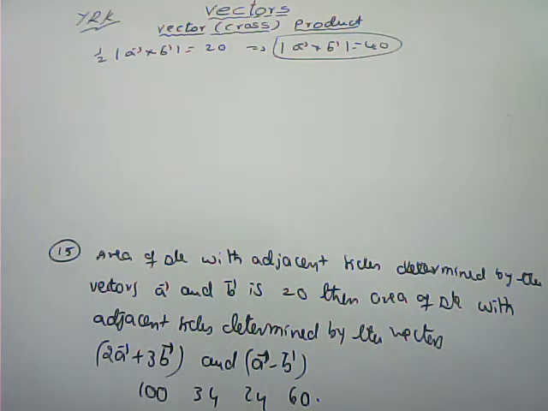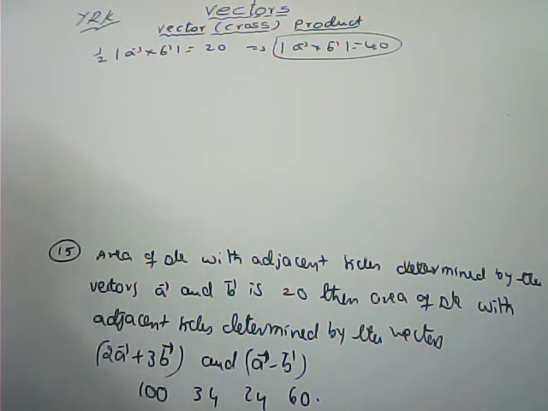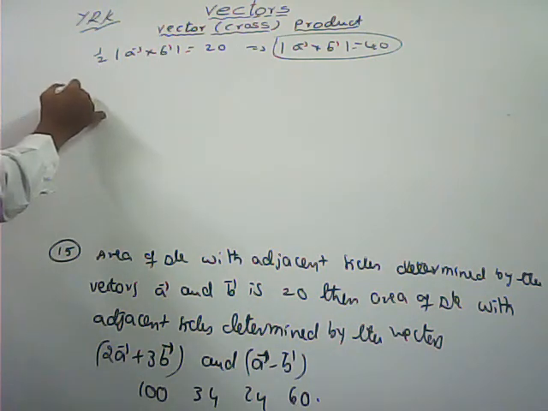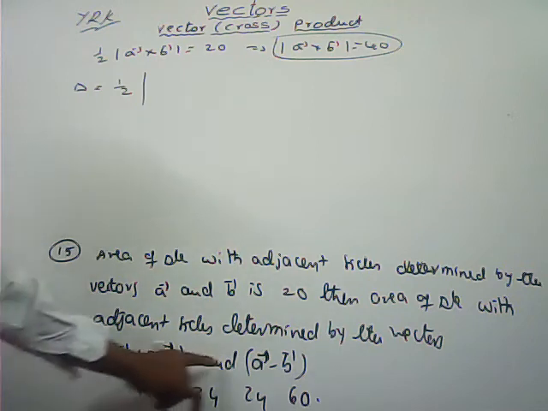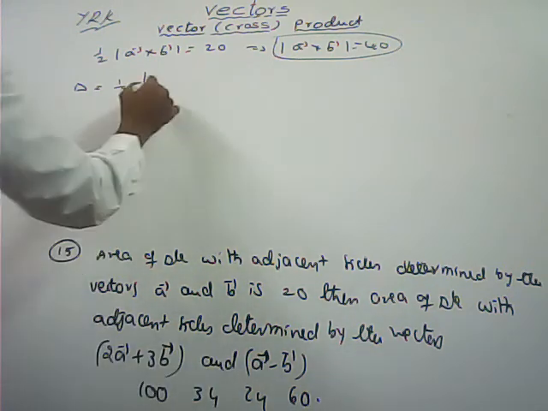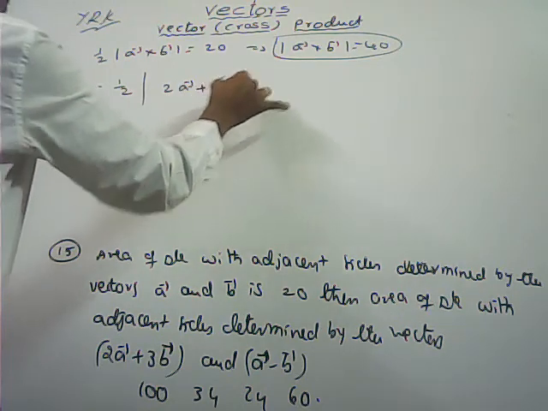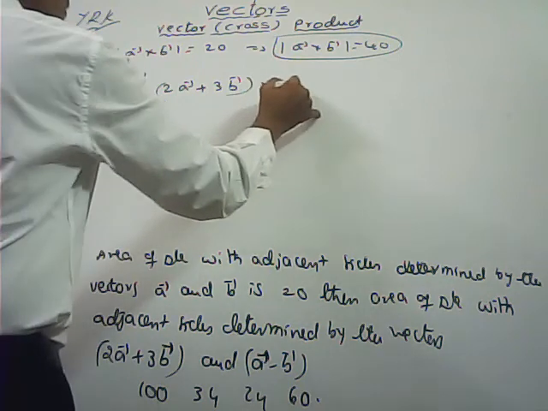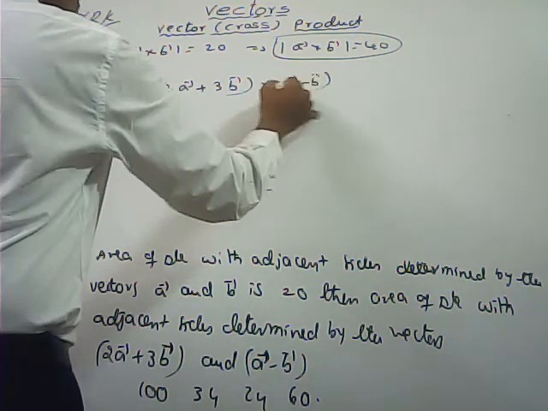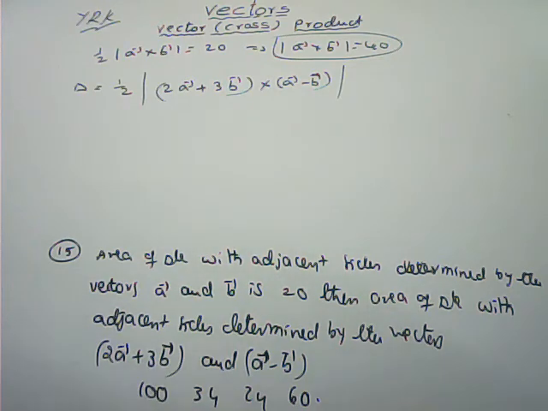And the area of the triangle with adjacent sides, these two are the adjacent sides. Then what about the area of the triangle? Area of the triangle is equal to half into modulus of cross product of these two adjacent sides only. 2a bar plus 3b bar cross a bar minus b bar. We have to find the cross product of the two.